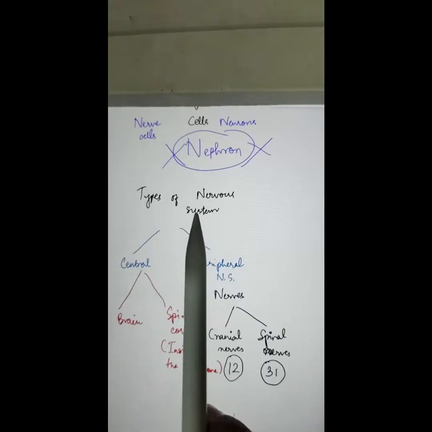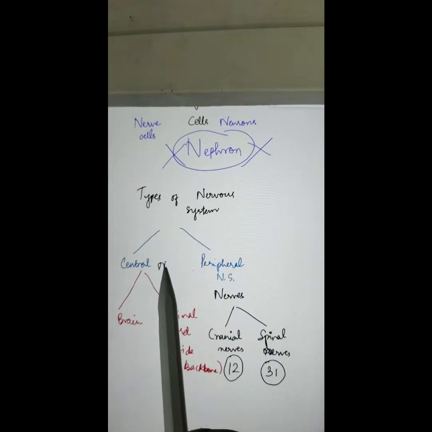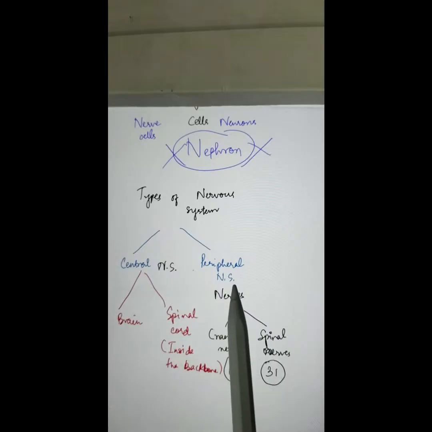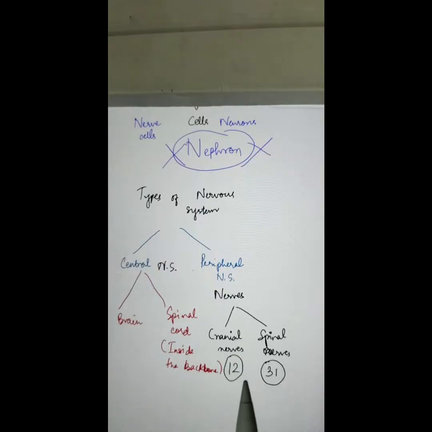So, nervous system has been divided into two parts: central nervous system and the peripheral nervous system. Central nervous system is divided into brain and spinal cord. Spinal cord is present inside the backbone, and peripheral nervous system includes the nerves. It includes two types of nerves: cranial nerves and the spinal nerves. Cranial nerves will be emerging from the brain and spinal nerves will be emerging from the spinal cord.